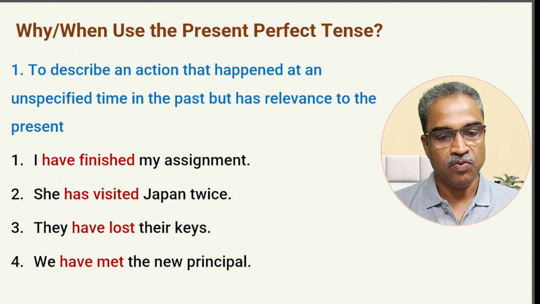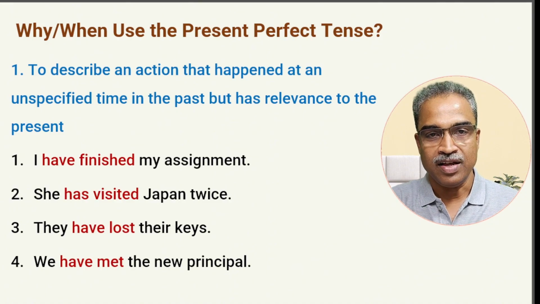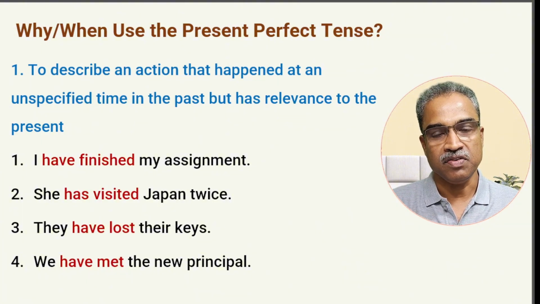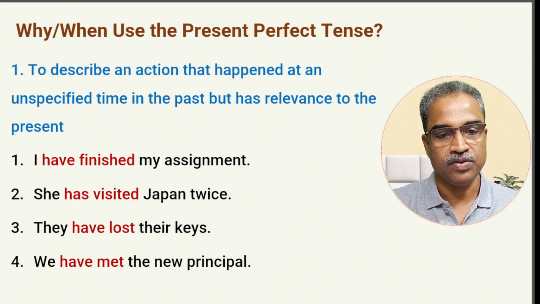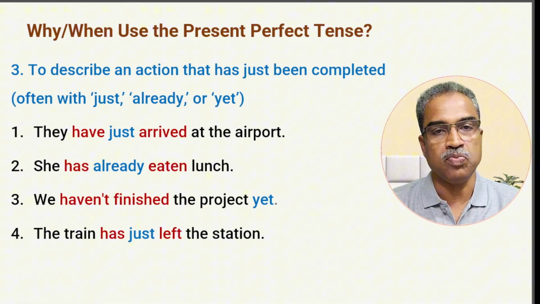And next one, we have met the new principal. We met the new principal, just finished that incident. That is over in the past. But when we say we have met, something we are going to say or do right now in the present is related to our meeting the principal at an unspecified time in the past. So this is it. Next, we also use present perfect to describe an action that has just been completed.